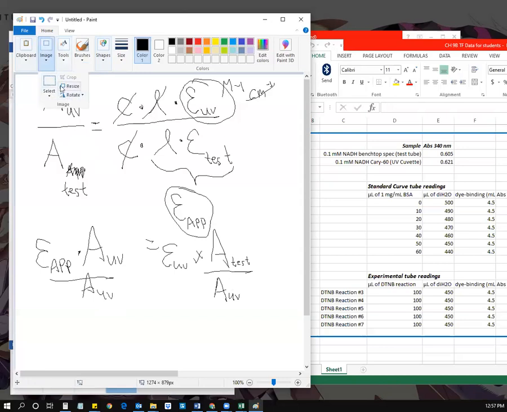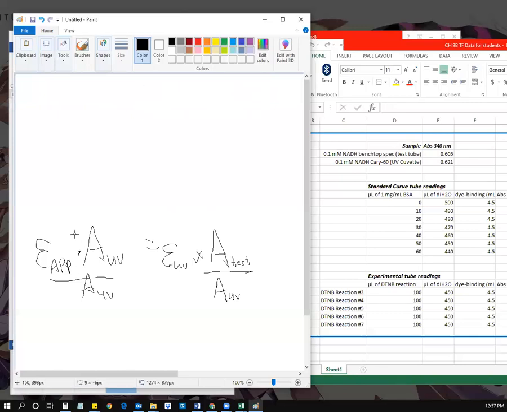And now what I'm just going to do is discard everything up here. And this part will also disappear too. So now what we have here is, in order to calculate our apparent extinction coefficient, we need to multiply our UV extinction coefficient, which is 14,000 per molar, by our absorbance of NADH at the test tube divided by the absorbance of NADH at the UV cuvette.